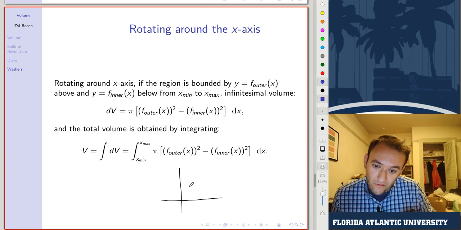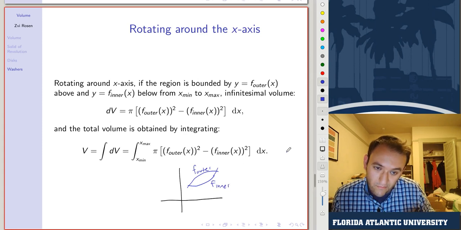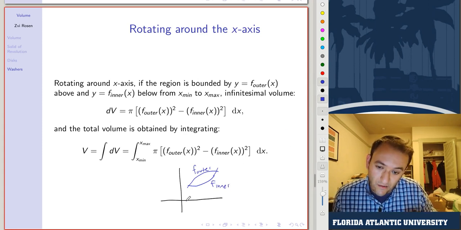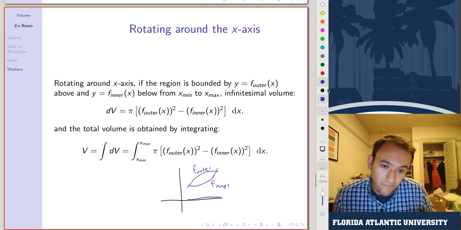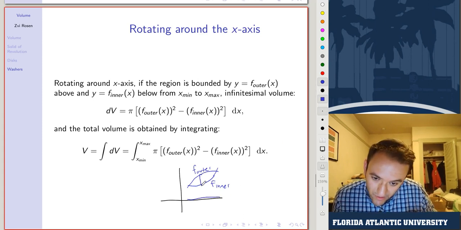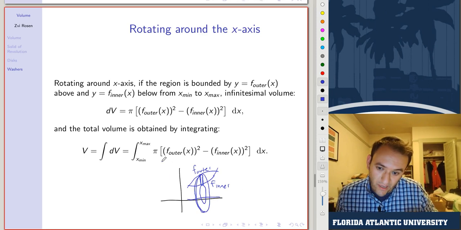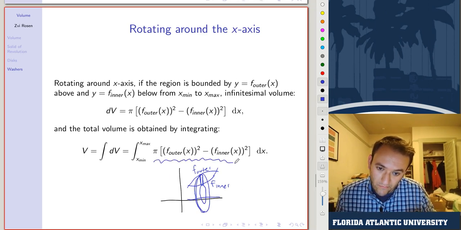So we have f outer and f inner, and these are being rotated around this axis of rotation. So you can think about what happens here as, think about this tiny rectangle as you rotate it around. You get a shape that looks like the washer, whose infinitesimal volume is given by this formula. Okay?